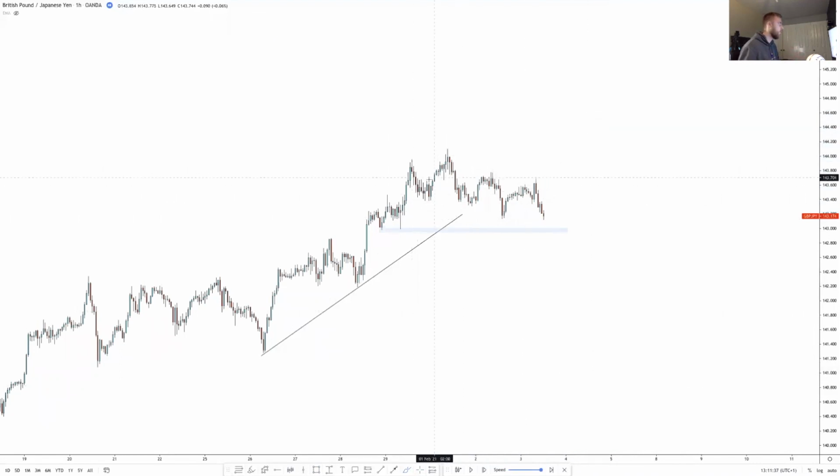So again, if we saw this sort of price action into the trend line, then 100%, the trend line makes sense. But because we didn't have that clear price action into the trend line, that's why we didn't get the commitment and we actually pushed lower.